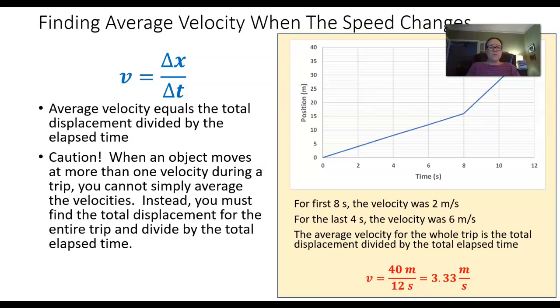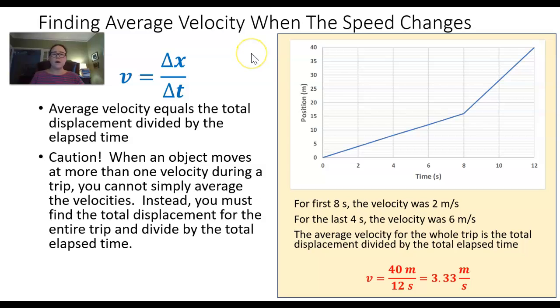Okay, and then I wanted to show one final example, because sometimes we talk about a trip where there was one velocity for the first part of the trip, and then the velocity changes. And so I just wanted to caution you that you cannot average velocities. In order to find the average velocity, you need to find the total displacement and then divide by the total elapsed time for the trip. And I have an example here, which I'll show here in this yellow box.